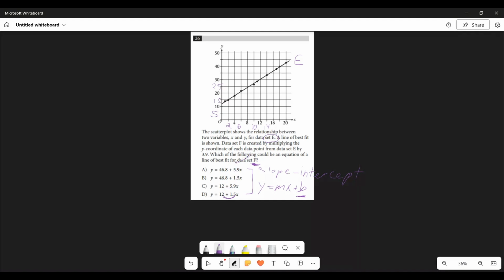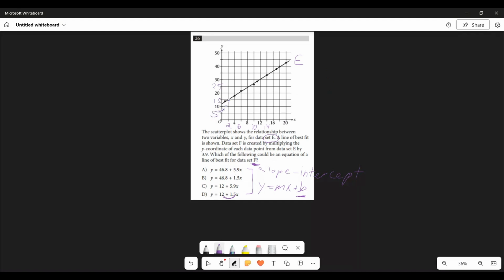Now, remember, when they say multiplying the y-coordinate of each data point by 3.9, it basically means just multiplying the equation of this line, E, y equals mx plus b, by 3.9. It's basically the same thing. Don't let the y-coordinate part confuse you. You're just multiplying the entire equation by 3.9, and we'll get into that a little bit later.